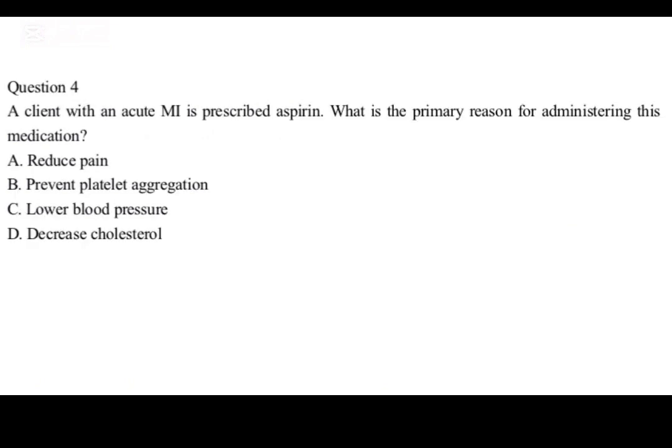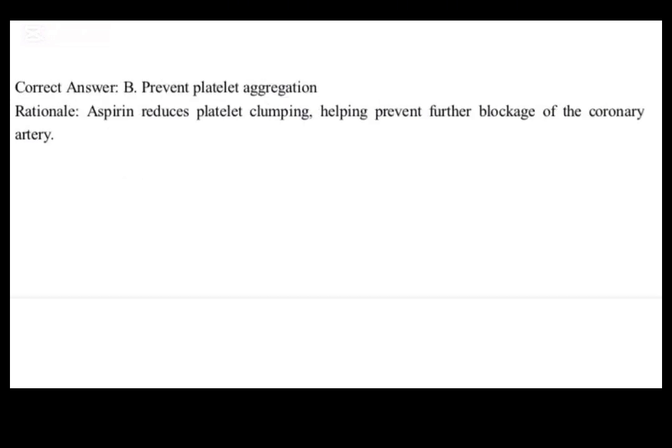Question 4. A client with an acute MI is prescribed aspirin. What is the primary reason for administering this medication? A. Reduce pain. B. Prevent platelet aggregation. C. Lower blood pressure. D. Decrease cholesterol. Correct answer, B. Prevent platelet aggregation. Rationale: aspirin reduces platelet clumping, helping prevent further blockage of the coronary artery.